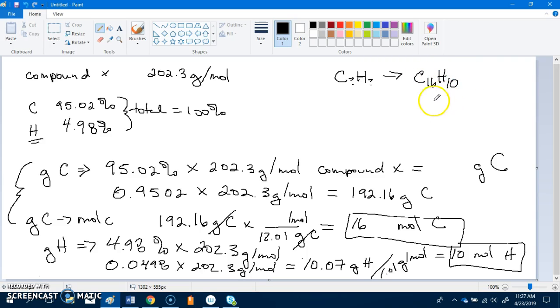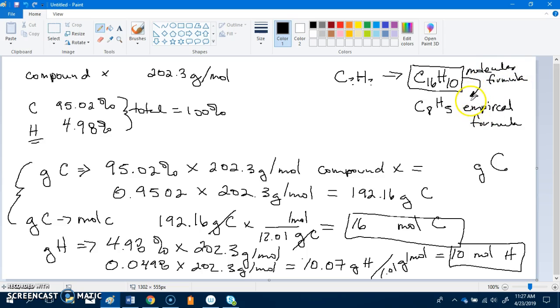This is the molecular formula. If I wanted the empirical formula, I'd have to reduce these, and I would have 16 and 10. 2 goes into both of them, so it'd be 8 and 5 for the empirical, most reduced form. So that's the empirical formula. But the question asked for the molecular, so that is the molecular formula. When you find this compound in nature, it's going to have 16 carbon atoms to 10 hydrogen atoms.